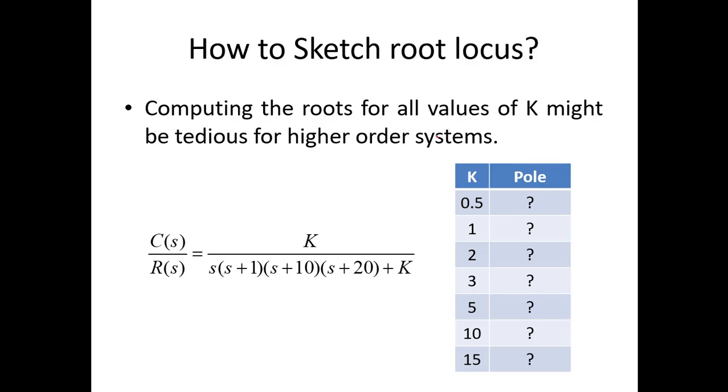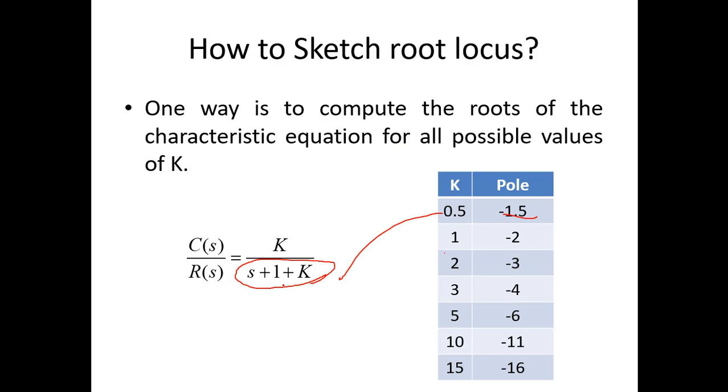Computing the roots for all values of K might be tedious for a higher order system. In the previous example, it was a very easy system. For K equal to 1 it is -2, for 2 it is -3. If I ask you what the pole is if K is equal to 100, you can easily say it is -101. So it is very much easier.